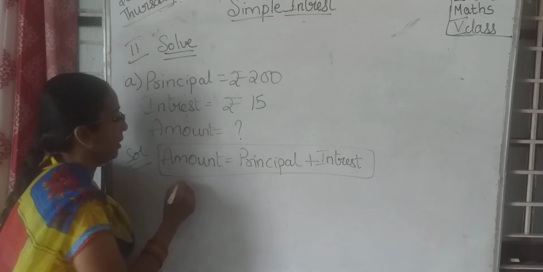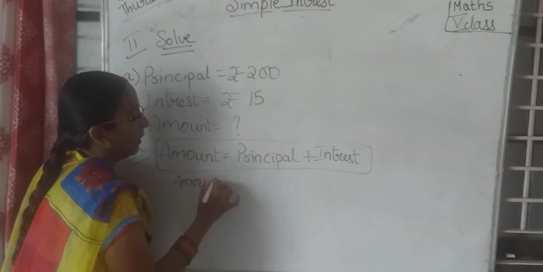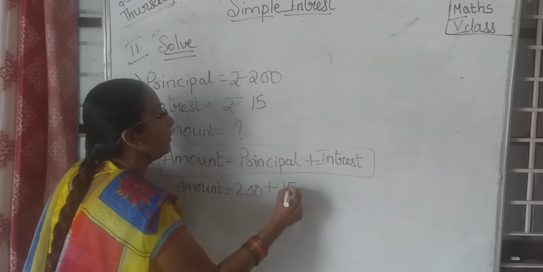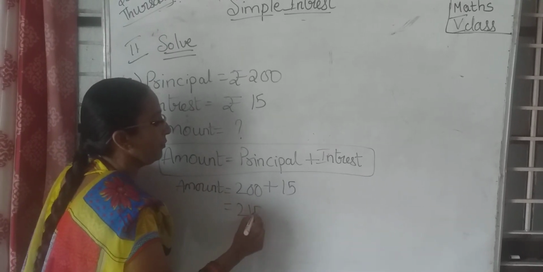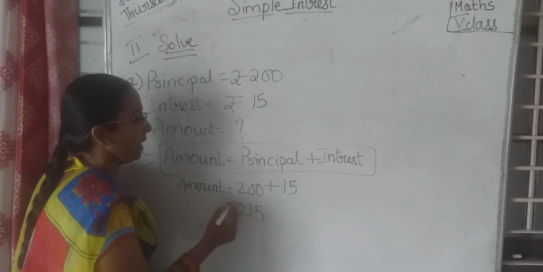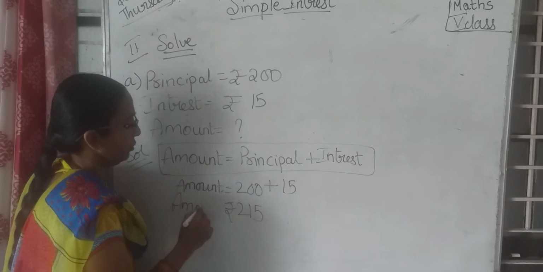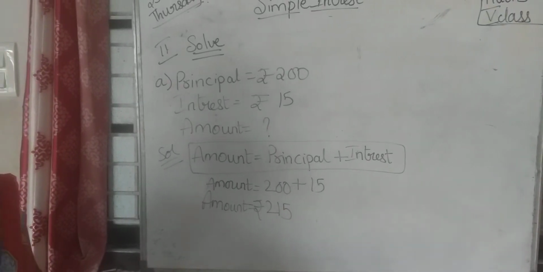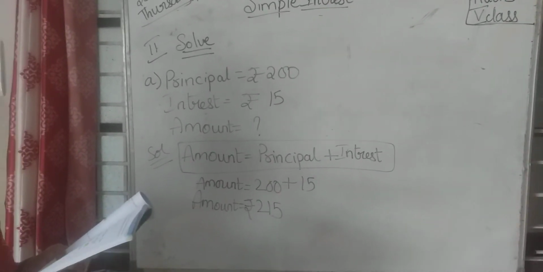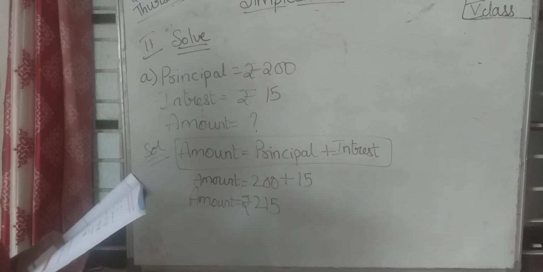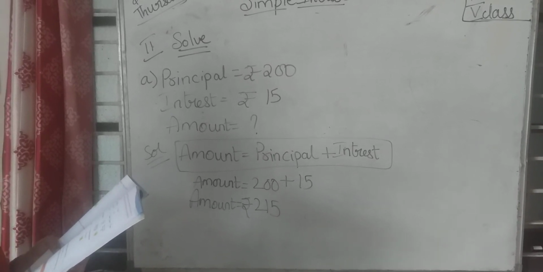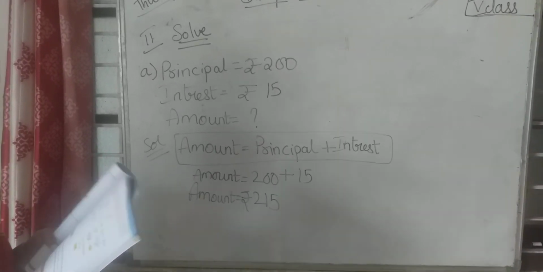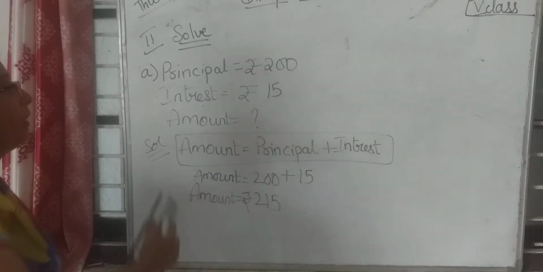Now, amount is equal to, what is the principal, children? 200 plus what is the interest? 15. That is equal to 215 rupees. Amount is equal to rupees 215. Did you follow this? Did you all copy? Now I'll say the second one.